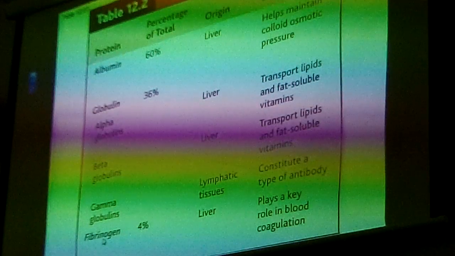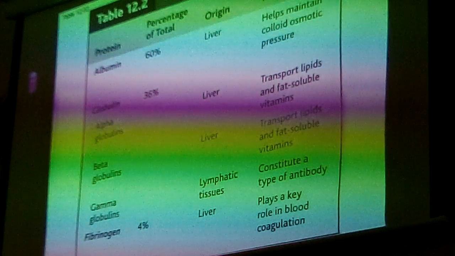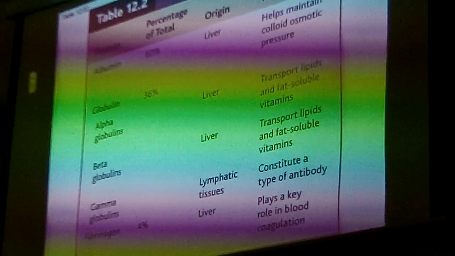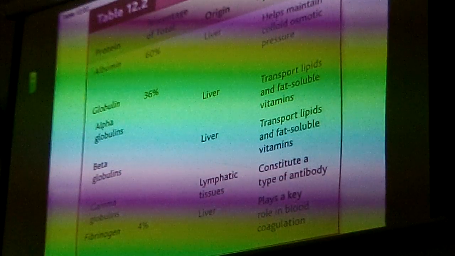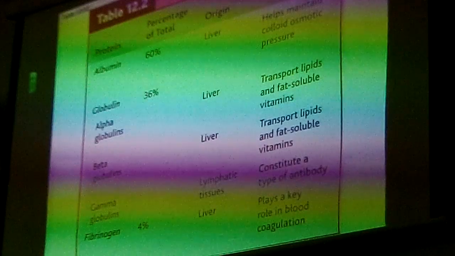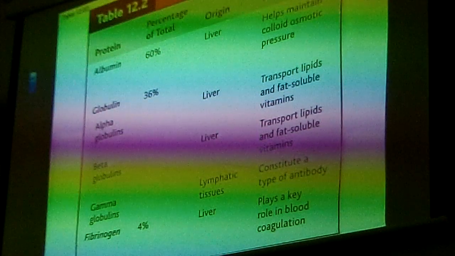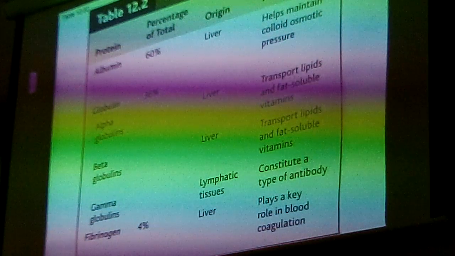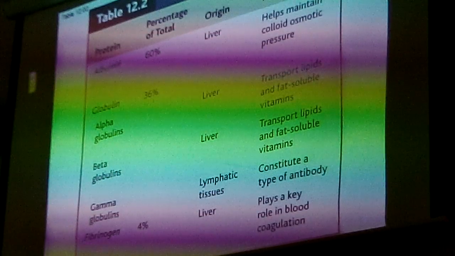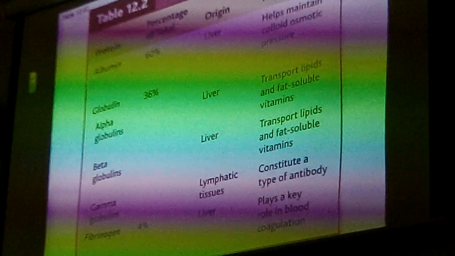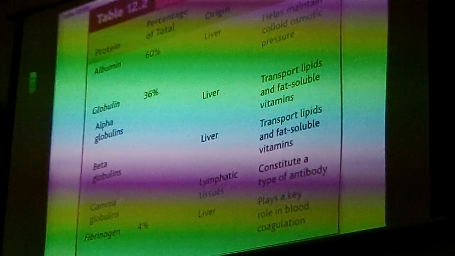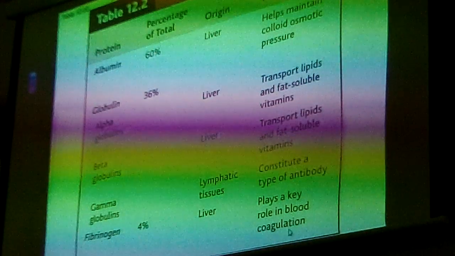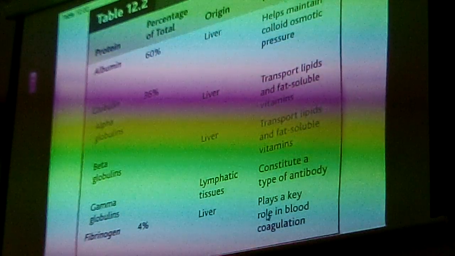Fibrinogen proteins will stick together and form long fibers. If you ever look at a scab, when you cut yourself and it scabs up, and you took that scab and looked at it under the microscope, you'd see these little fibers. They're the fibers that help make these threads that tie together your wound and trap blood cells and platelets to form a scab. The little fibers are made of this fibrinogen protein, and so it plays a key role in blood coagulation. That means clotting.